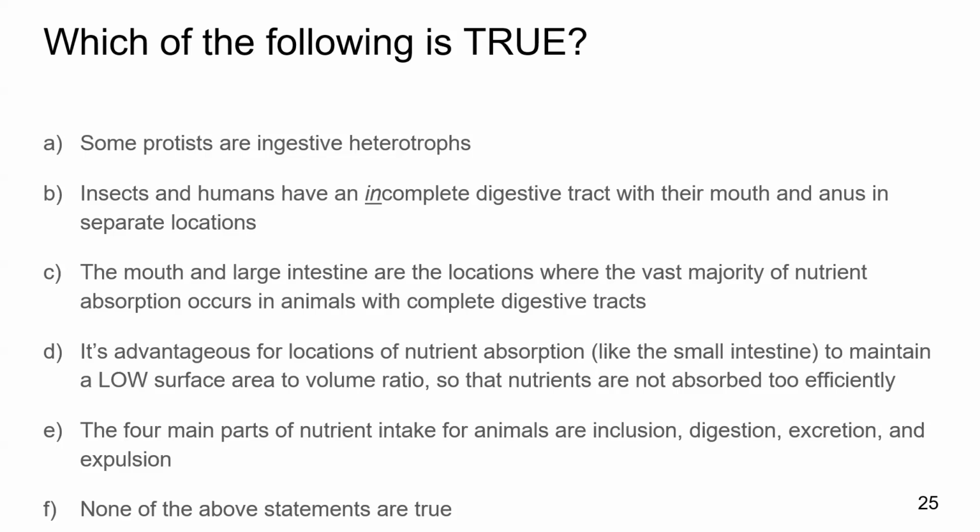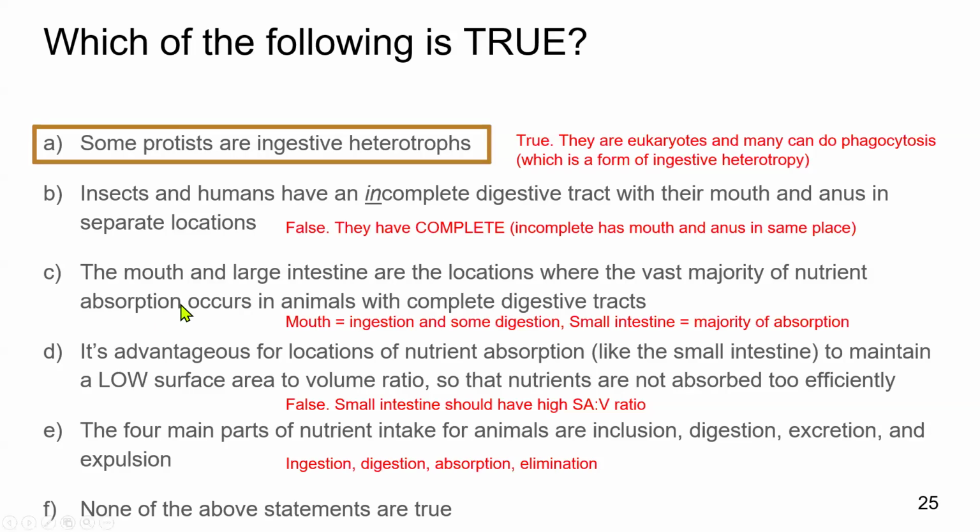All right, let's try it again. Ring in, please. So 23% are saying F, 48% are saying A, 22% are saying C. A is the correct answer.